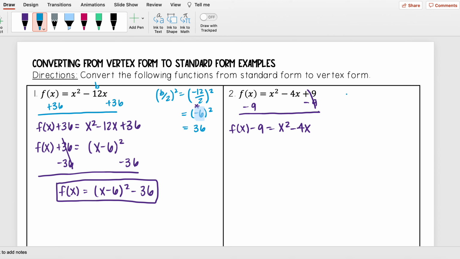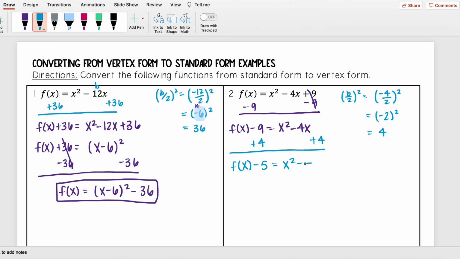So when I take half of b, my b is negative 4, so I have (negative 4 over 2) squared. Well, negative 4 divided by 2, I get negative 2, squared, which is just going to be 4. So that means I need to add 4 to both sides. So that leaves me with f of x minus 5 is equal to x squared minus 4x plus 4.